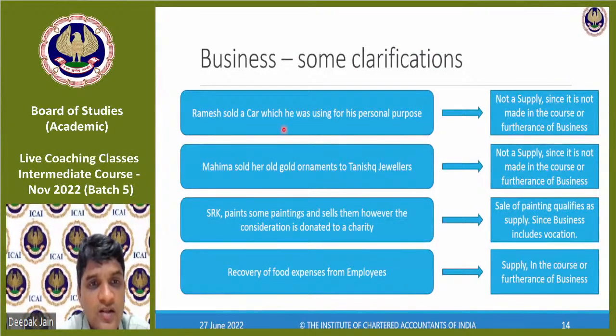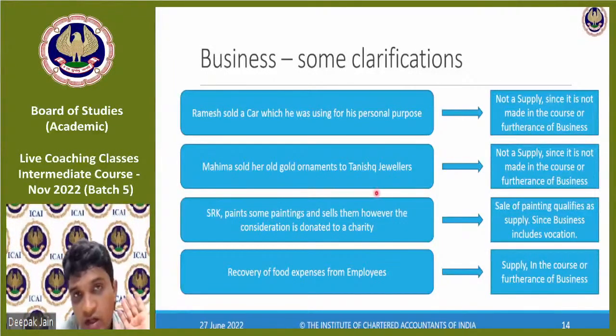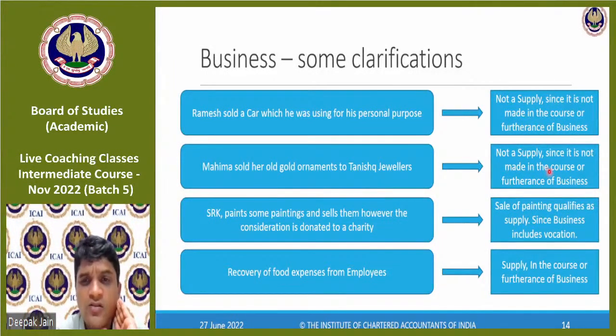Ramesh sold a car which he was using for his personal use. He had not bought it for business use. So it is not a supply since it is not made in the course or furtherance of business. Mahima sold her gold ornaments to a jewelry shop. This is also not a supply since it is not made in the course or furtherance of business. SRK. What is SRK?